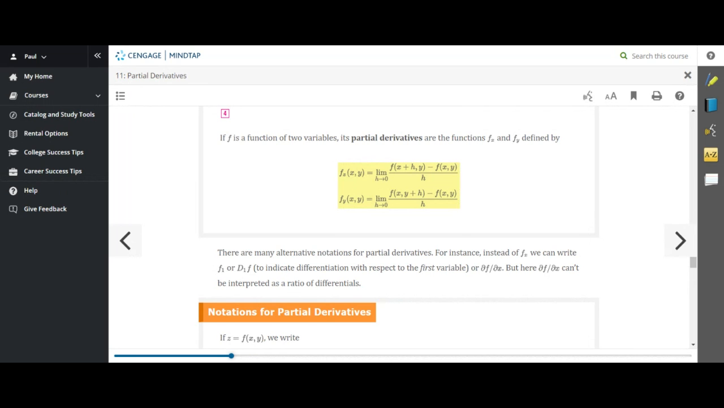So how do we find these partial derivatives? If we're going to take the partial derivative of a function with respect to x, we're going to hold the y values constant. If we're going to take the partial derivative of a function with respect to y, we're going to hold the x variable constant.